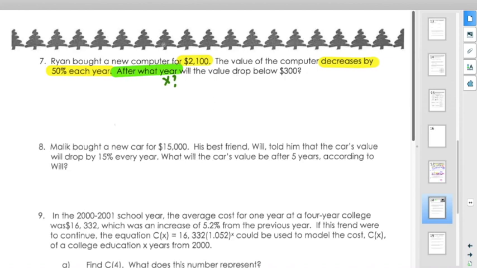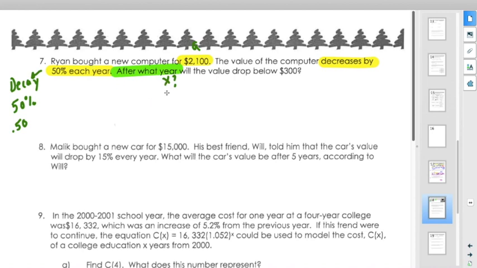So first off, let's figure this out. Is it linear or exponential? Well, it decreases by 50%. That's going to be exponential. My initial value is 2,100. If I'm decreasing, this is a decay of 50%, which again, always write it as a decimal. 50% as a decimal is 0.50.